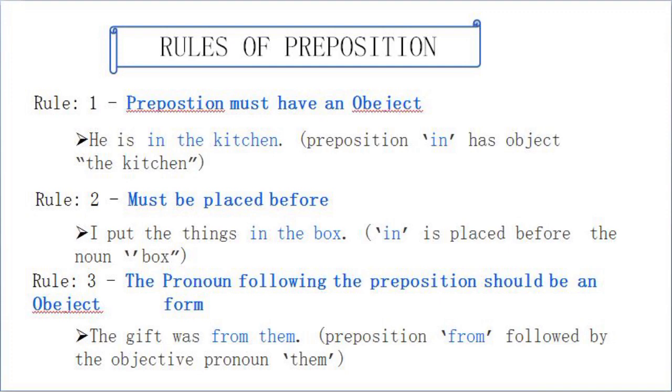Then rule number 3, the pronoun following the preposition should be in object form. We all know what the subjective form and objective form are, right? If a noun is used as a primary word, we use the subjective form. If a noun is used as a secondary word, placed at the end, we must use the object form. That is the meaning of that. For example, the gift was from them. So here, "them" acts as an object and it is in the objective form. It's not a subjective form.